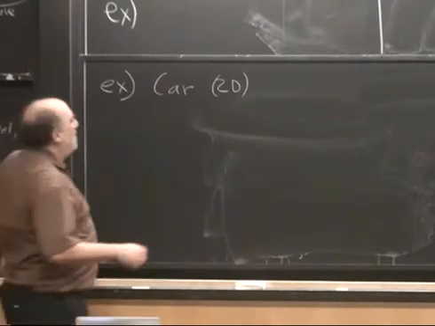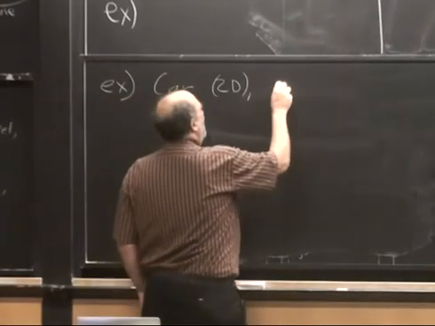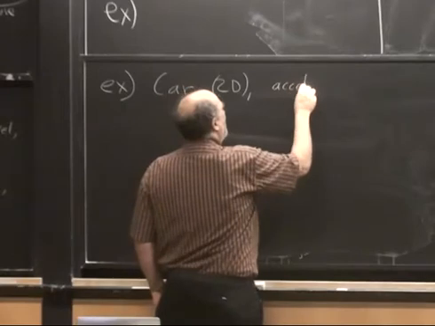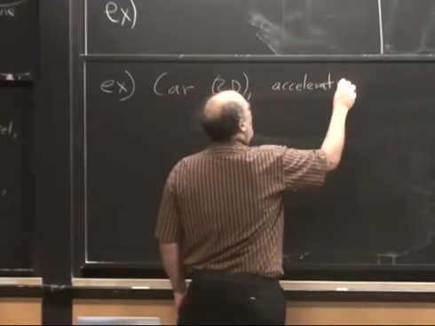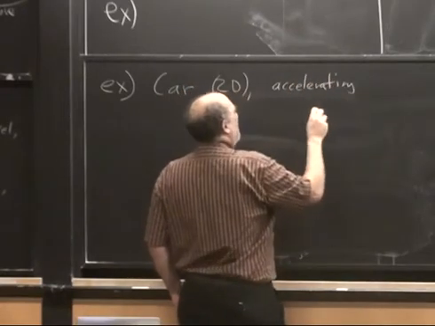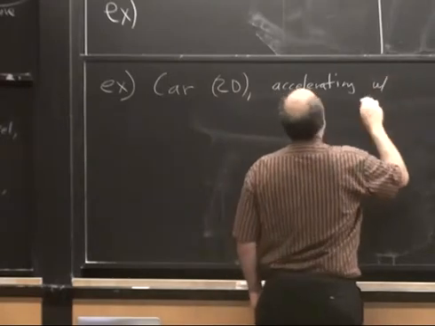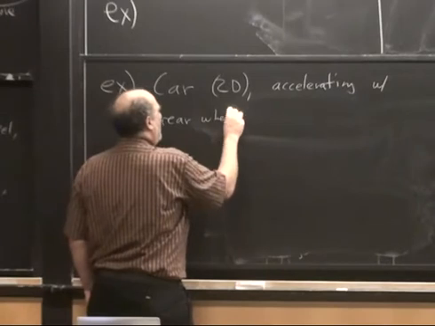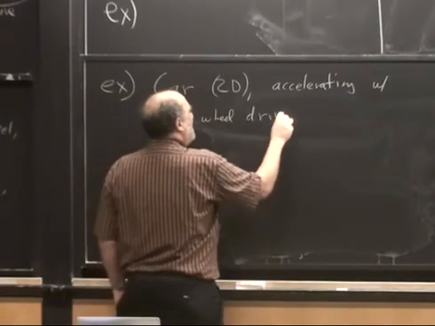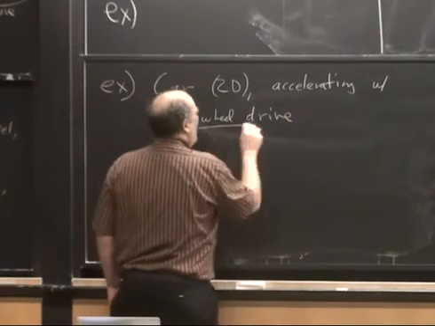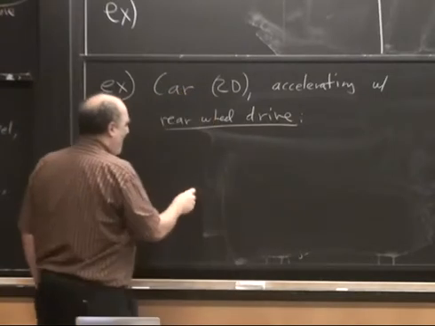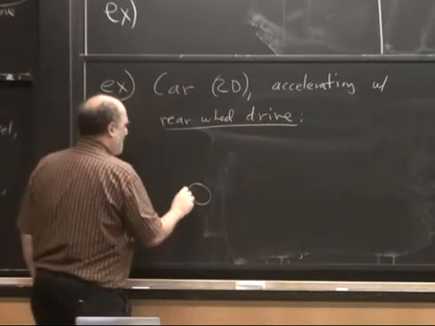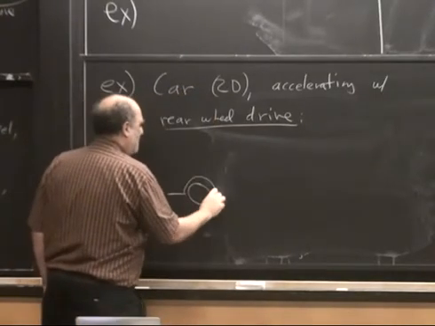I'm just going to pick one at random. So I'm going to do accelerating. It's one of a set of, I don't know, 6 or 8 car problems. Accelerating with rear-wheel drive. And then we're going to make a bunch of standard assumptions about how cars work in simple models. So here we have this car.